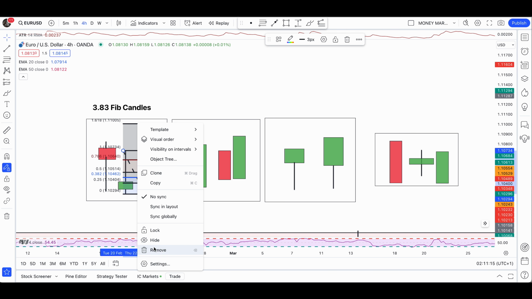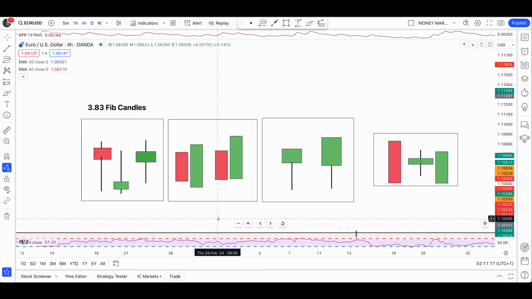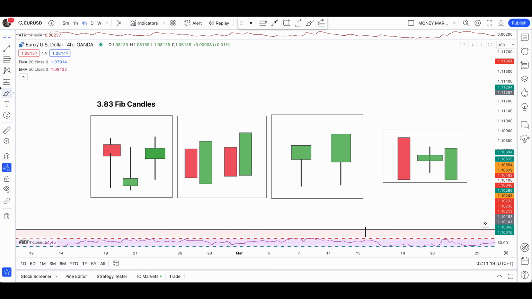Now next one, we have an invalid 382 candle. Now in the market, you might have seen this candle and you say, yes, I have a valid 382 candle, or I have a valid Fibonacci candle. No, it's not. That is a mistake we make.